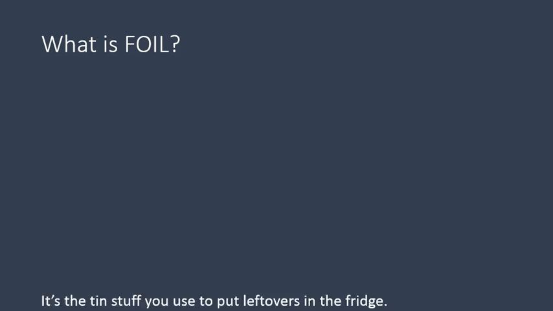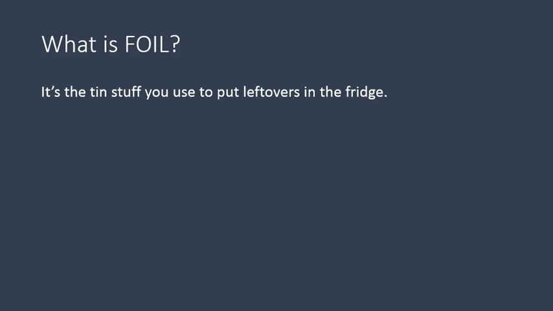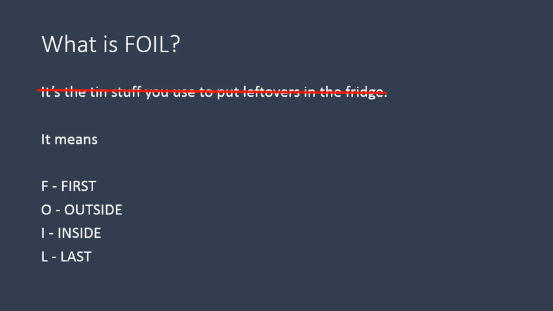So what is FOIL? It's the tin stuff that you use to put leftovers on the fridge. Not really. When we're talking about FOIL, we're talking about the first, outside, inside, and last. So this is kind of a way to help us remember what to multiply when we're working with binomials. We're going to do first, outside, inside, last.